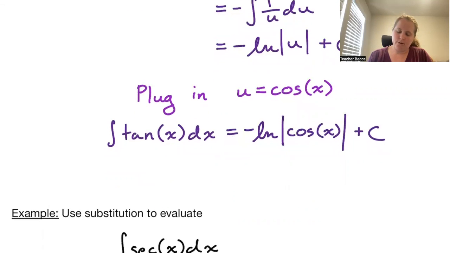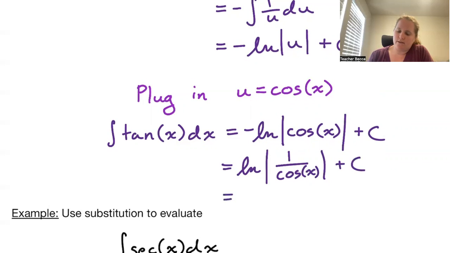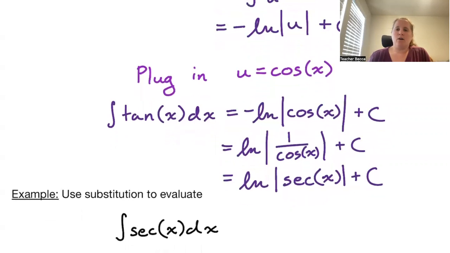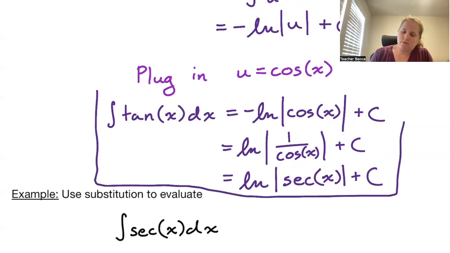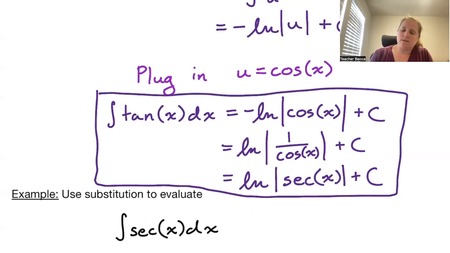Or if you like, you could rewrite this as positive natural log of absolute value of 1 over cosine of x, plus c. And of course, that is the same as the natural log of the absolute value of secant of x plus c. So these are all equivalent forms for the integral of tangent of x dx.